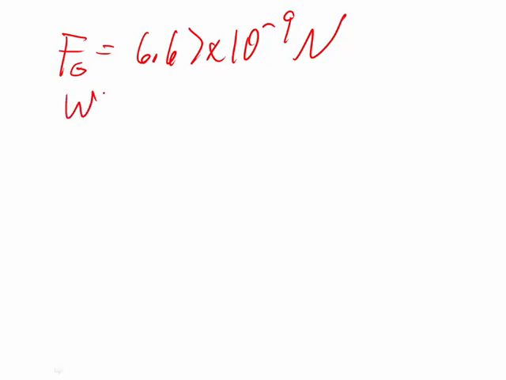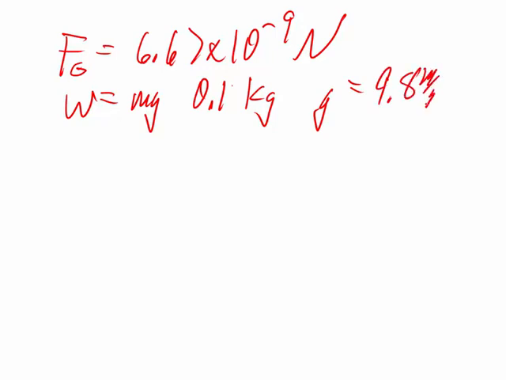The weight of the ball is mg, and the mass was 0.1 kilograms, okay? And we know g is 9.8 meters per second squared. We're not going to worry about the negative because we're just wanting to know the weight. We're just taking the magnitude.